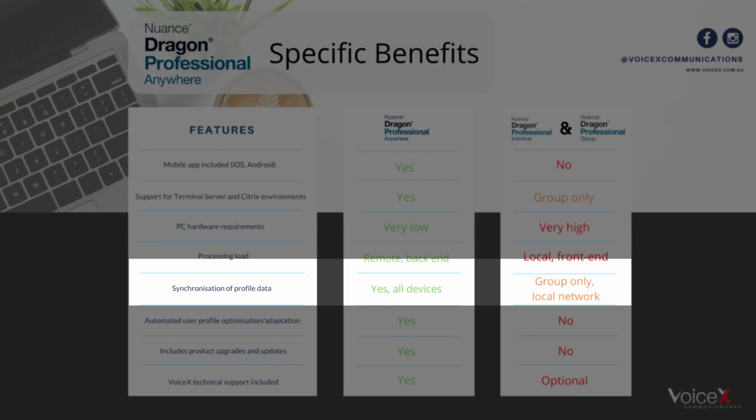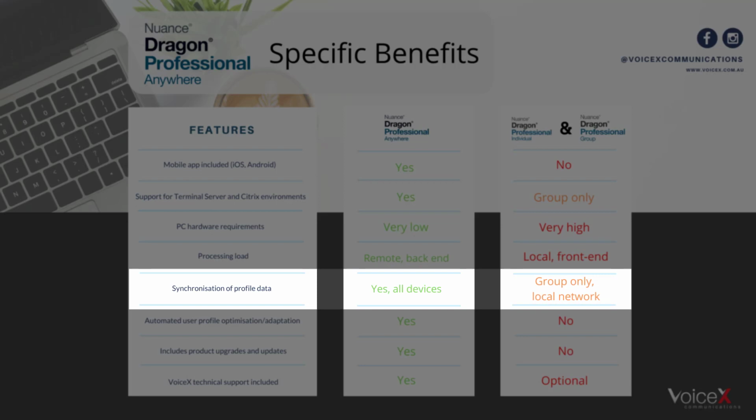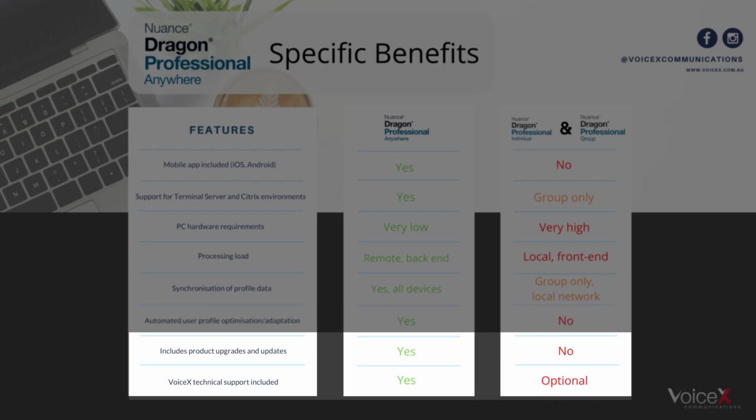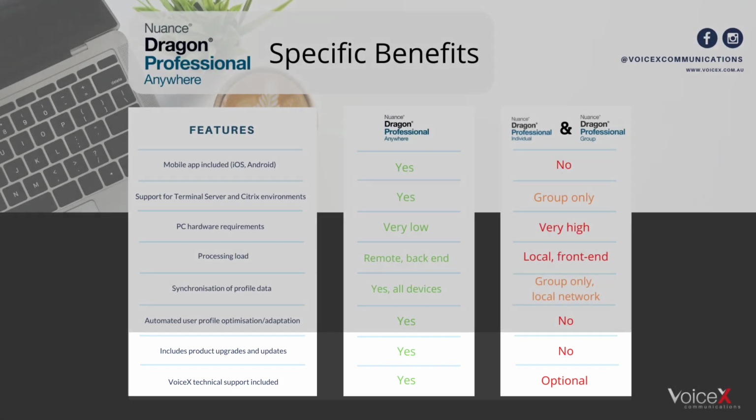Another benefit of being cloud-based is that all the profile's data, which includes custom commands and words, is automatically synchronized across all workstations and mobile devices. This is especially helpful for mobile workers or those using multiple workstations. Profile optimizations and adaptations are done automatically in the cloud, so there's no user impact and improvements are made more rapidly. Other versions of Dragon require this to be done manually at regular intervals, and it can be a very time-consuming process. Lastly, technical support is included with every Dragon Professional Anywhere subscription, as well as product upgrades and updates as they become available.